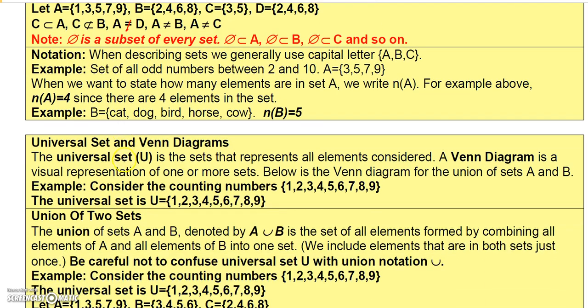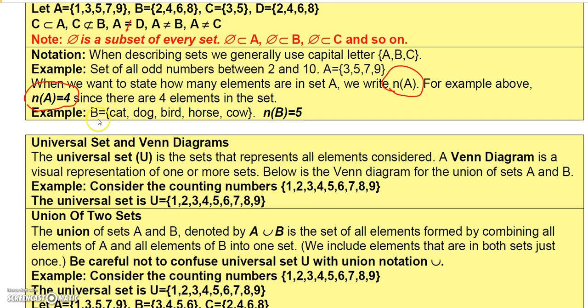Now, as I said earlier, when we're describing sets, we generally use capital letters. Something else you probably need to know: let's say the set of all odd numbers between 2 and 10 is our set, and that would be the numbers 3, 5, 7, and 9. If you wanted to state how many elements are in a set, you use this notation, a little n with parentheses and the set in the parentheses. So this notation tells me that the number of elements in set A is 4. If you go back and look, you can see there are 1, 2, 3, 4 elements in that set.